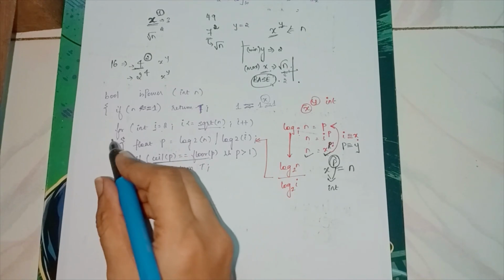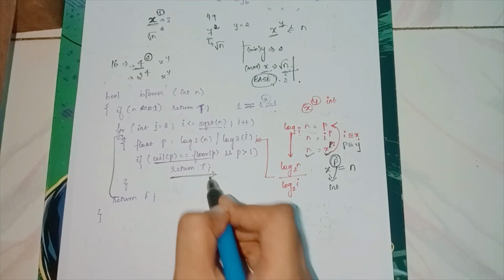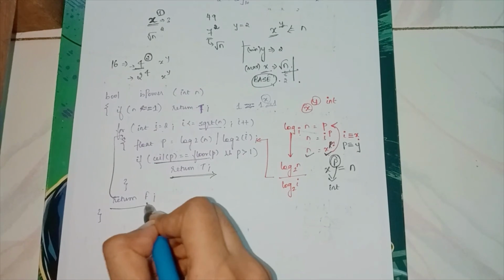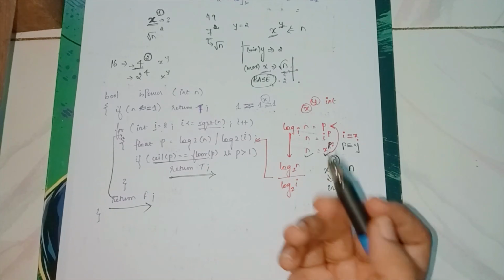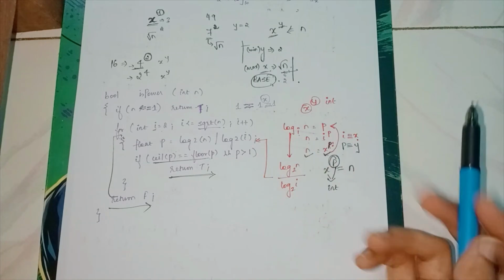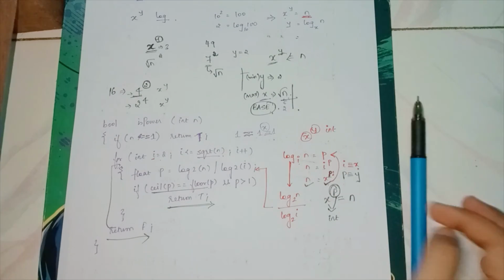Else, if you get nothing here, that is, the statement is not written here, then there's no other option but to come out of the loop and then return false, right? So with that, we have completed how to check if a number can be expressed in the form of x power y.